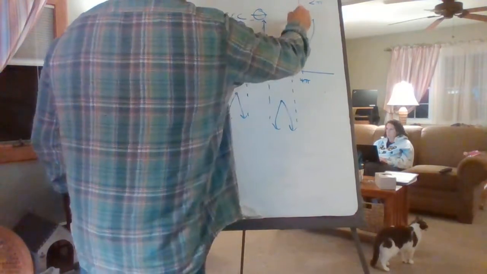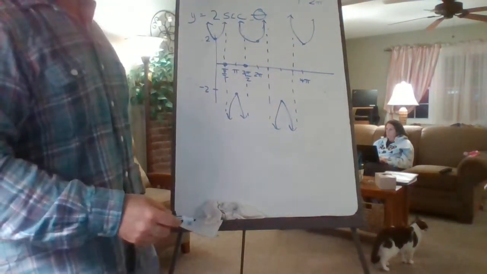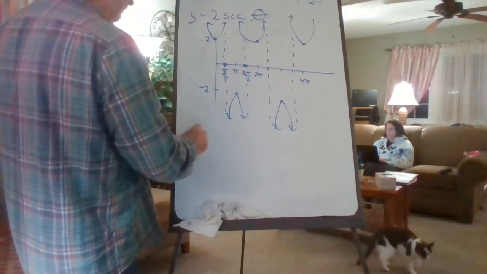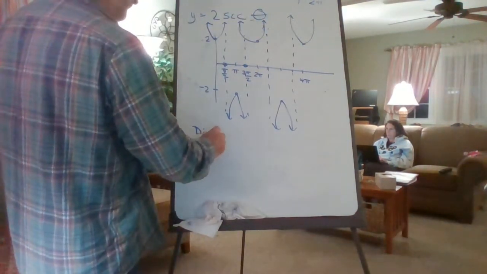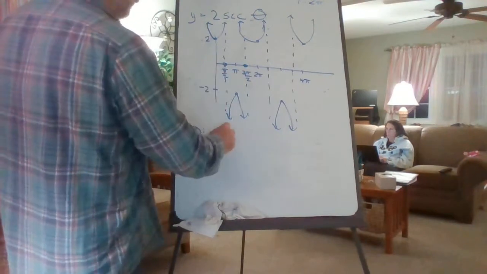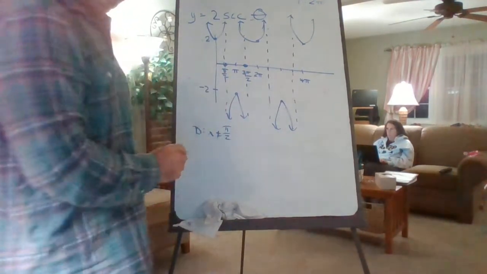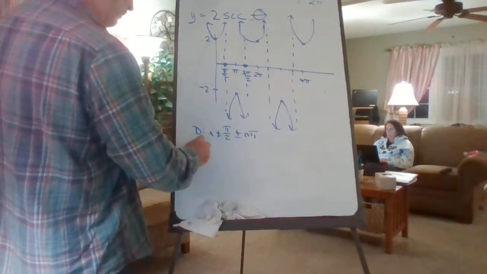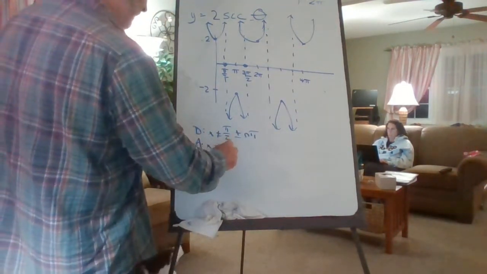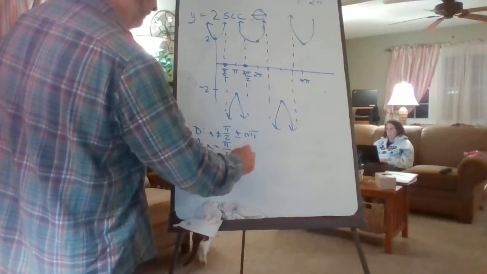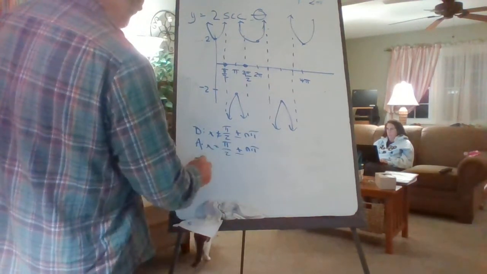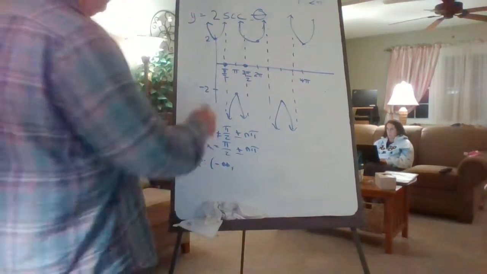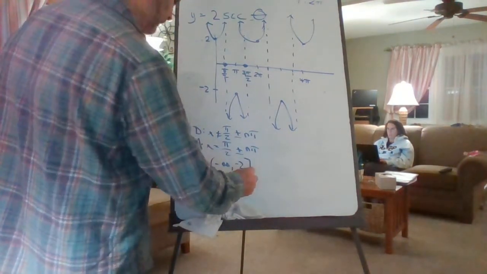Maximum going up. So they alternate. All right. Your period is still 2 pi. Your domain, x not equal to, we're going to stick with pi over 2 since the period hasn't changed, plus minus n pi. The asymptotes, x equal to pi over 2, plus minus n pi. The range, that's what's going to change with this one. Negative infinity stays, but instead of 1 half, we're going to negative 2.